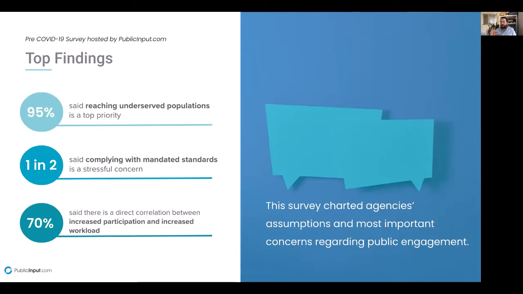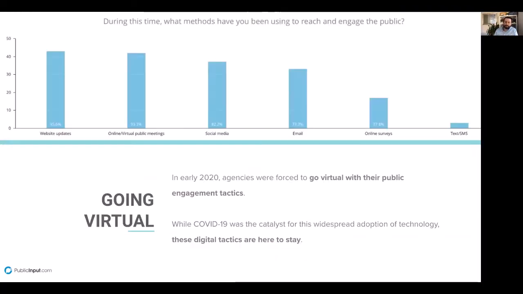And then almost three-quarters said that there is a perceived, anyway, direct correlation between better public participation, so more people in the process, and then of course increased workload. So how am I supposed to manage if I ask for comments and I used to get dozens and now I get hundreds? How do I manage that? How do I catalog them? How do I go through the workflow? That was pre-COVID-19.